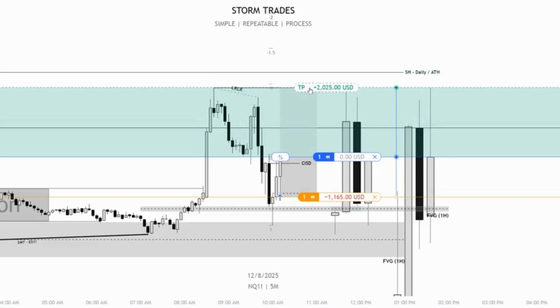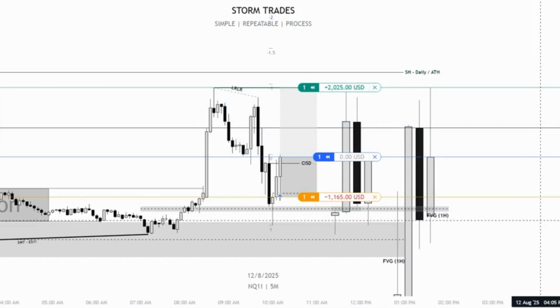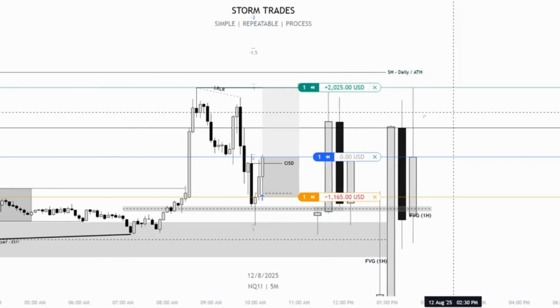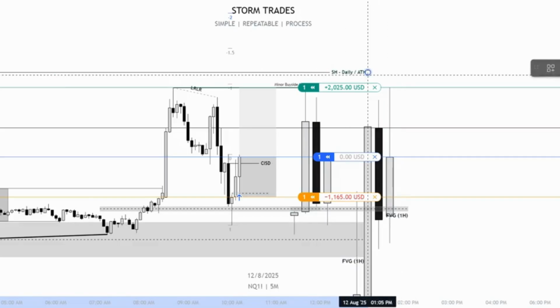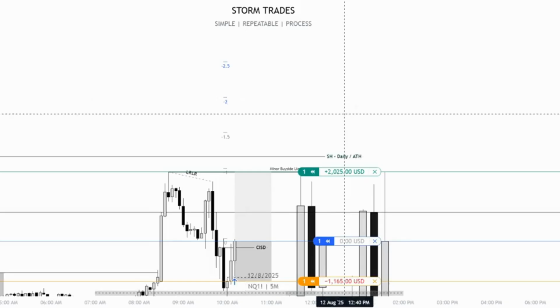Take profit at what I'm calling a minor buy side, right? It's just an hourly swing high. And we still have the all-time high up here, and -2 to -2.5 is way up here.